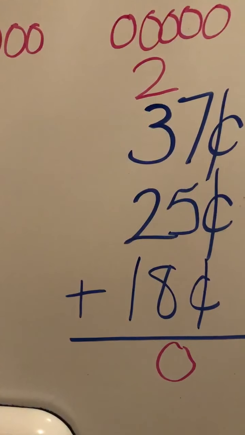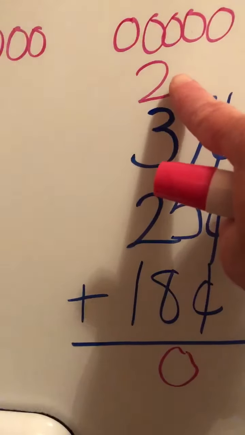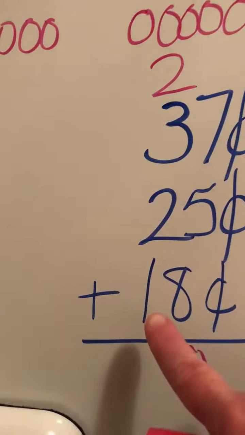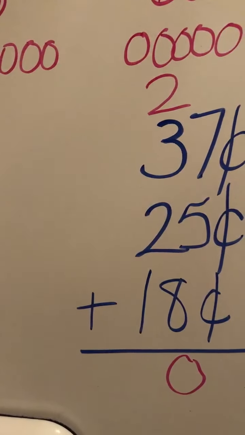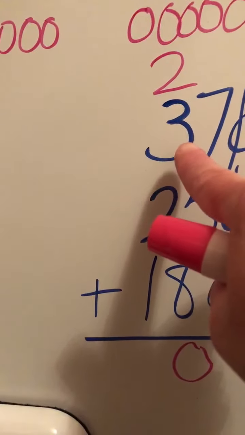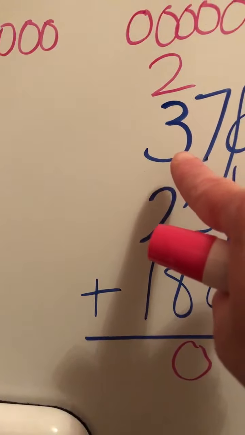Okay, now we're going to go up to the top. We have 2 dimes plus 3 dimes plus 2 dimes plus 1 dime. Let's take it a step at a time. What's 2 dimes plus 3 dimes? 5 dimes. Excellent. What's 5 dimes plus 2 dimes? 7 dimes. And then 7 plus 1 is 8. We have 8 tens and 0 ones. Don't forget your cent sign because we are adding coins here. And what's our answer? 80 cents.